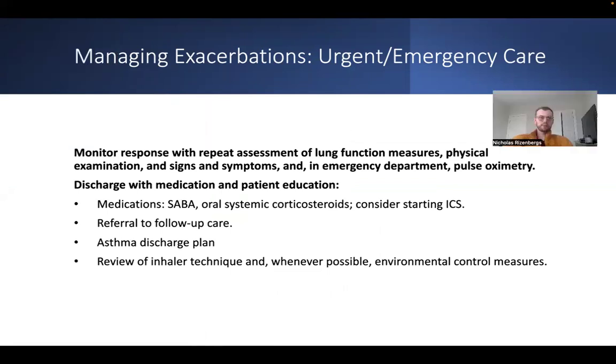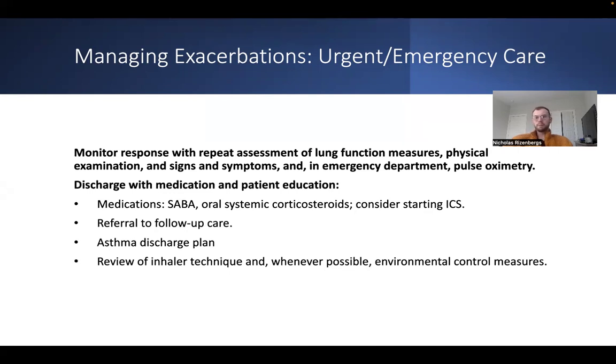Managing exacerbations in emergency care continued here. We want to monitor response with repeat assessment of lung function measures and physical examination and signs and symptoms. And in the emergency department, pulse oximetry. I mean, we've all been in the ER and everyone's got a pulse ox on.